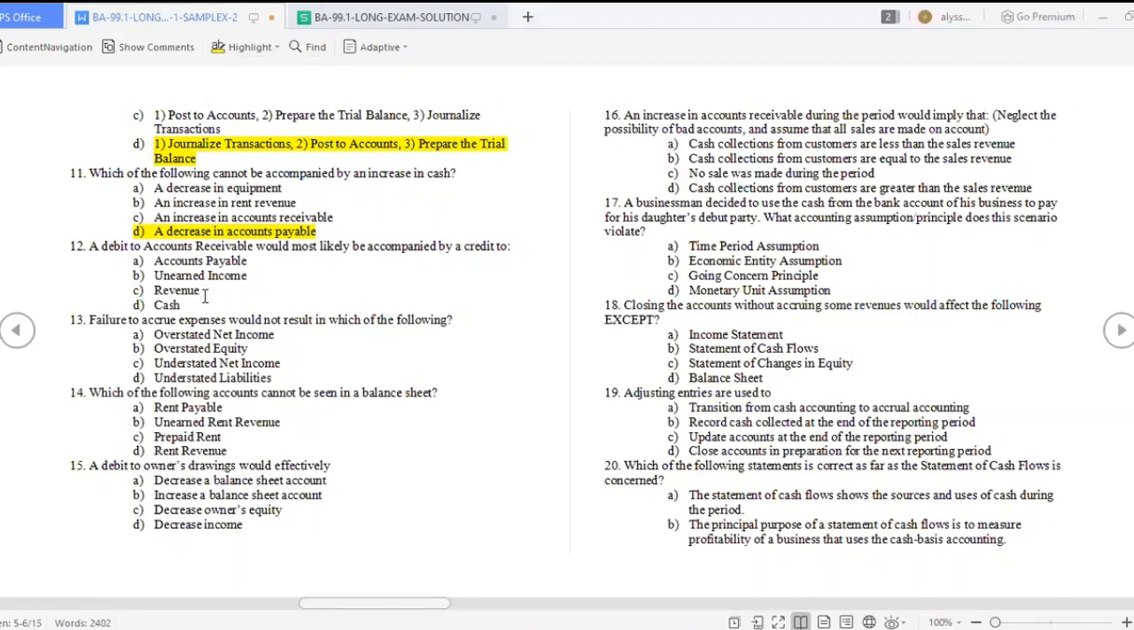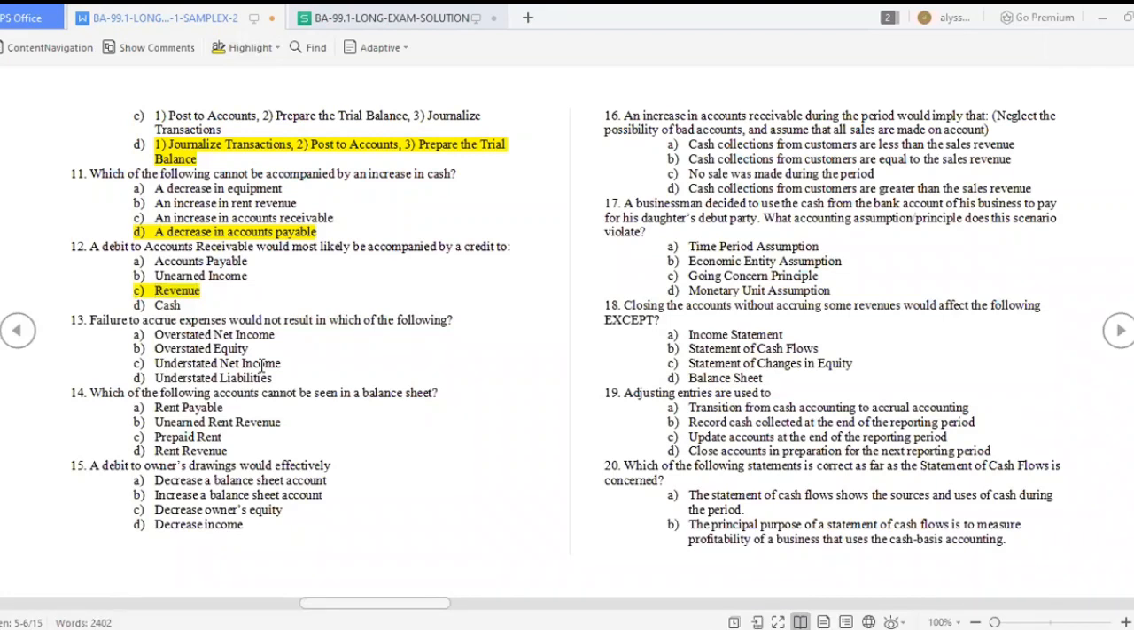Number 12, a debit to accounts receivable would most likely be accompanied by a credit to what? As what I've discussed, you get accounts receivable because you rendered service or you sell something. So the correct answer is letter C, because you recognize revenue.